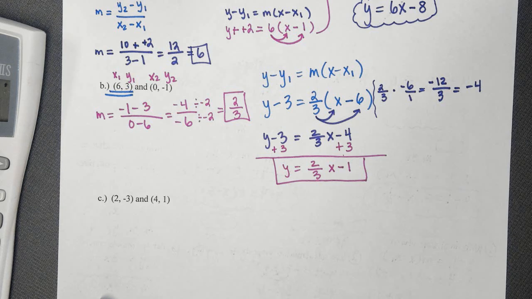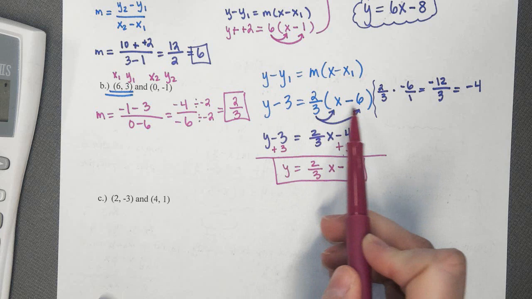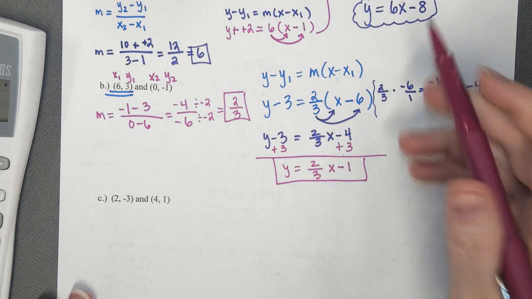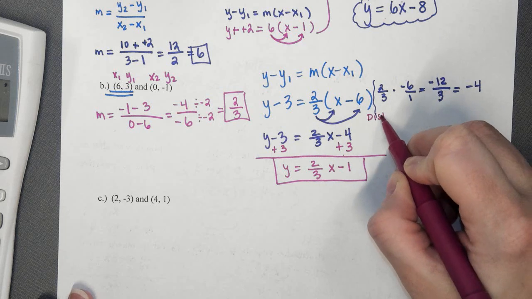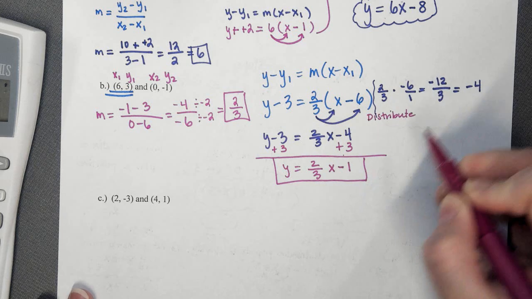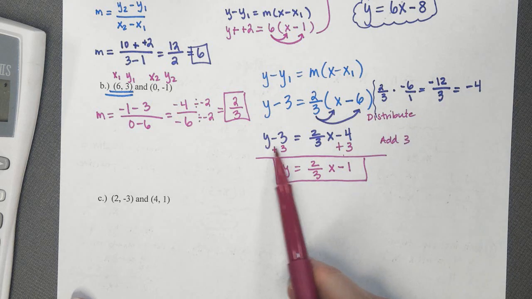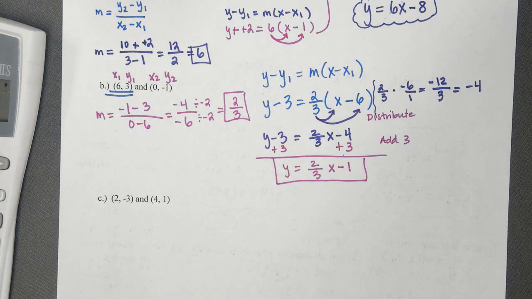Okay? So once you plug it in, there's just 2 steps after that. Distribute, and then we added 3. So you're going to distribute, and then depending what this is, you either add or subtract.